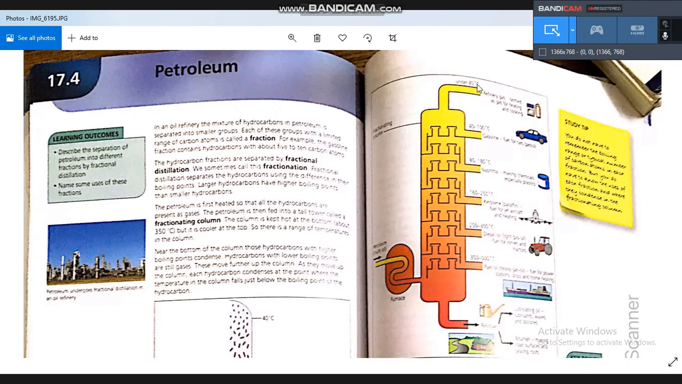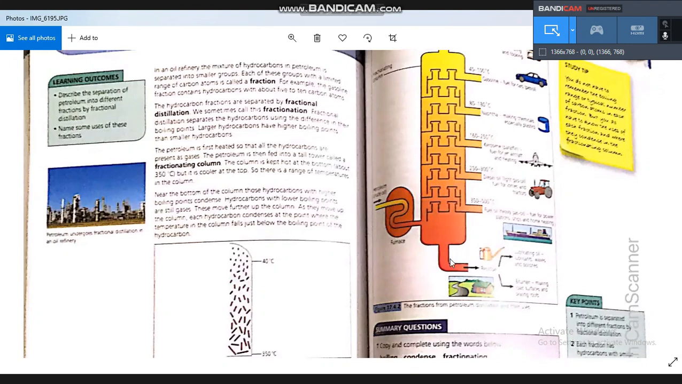Gases will be collected from the top of the fractionating column. Liquids will be collected from the middle of the fractionating column, and solids will be collected from the bottom of the fractionating column. Okay, right.